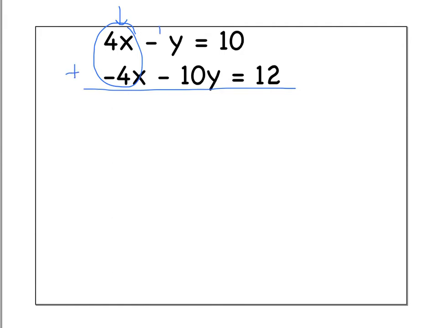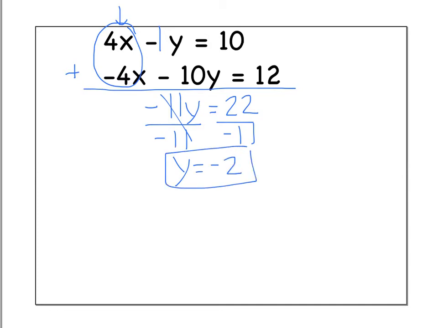A negative 1y plus a negative 10y's would give me negative 11y's. And 10 plus 12 gives me 22. So from here I divide by negative 11. And y equals negative 2.